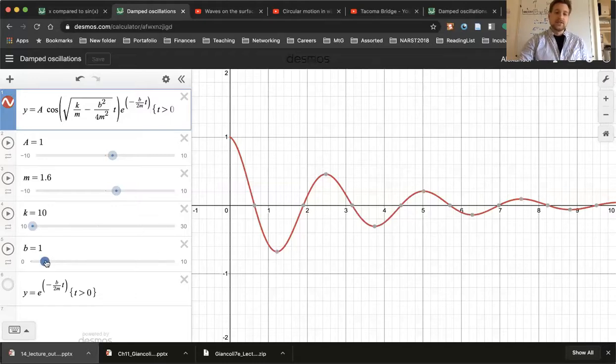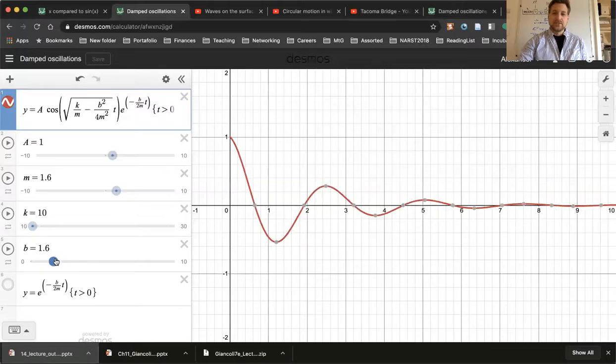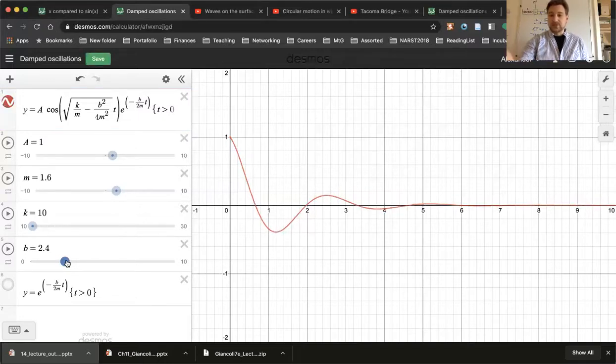If we increase the strength of the drag of that resistive force, we can get that oscillation to sort of die out earlier, right? So now it looks like we stop oscillating altogether around 7 seconds in, whereas before we were still oscillating past 10.